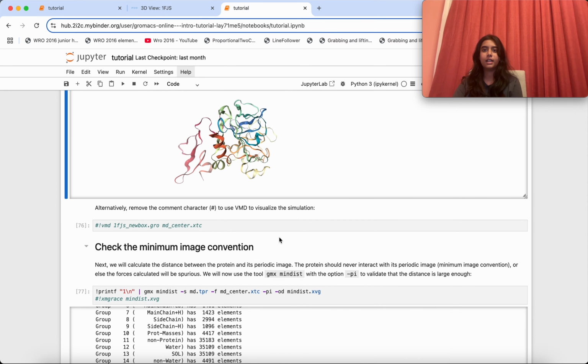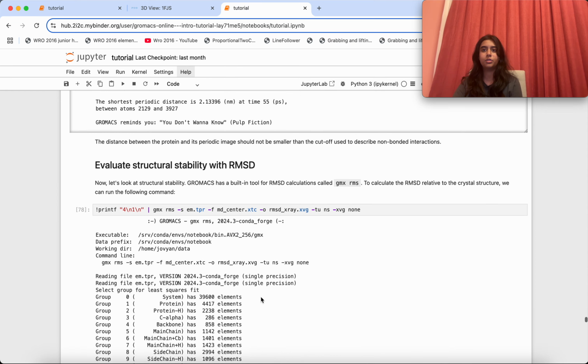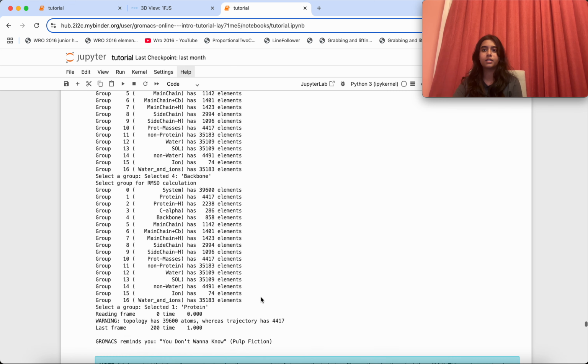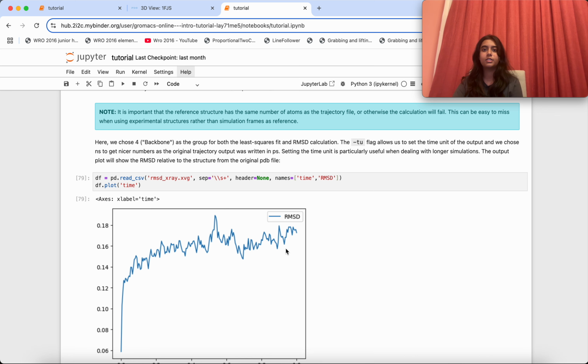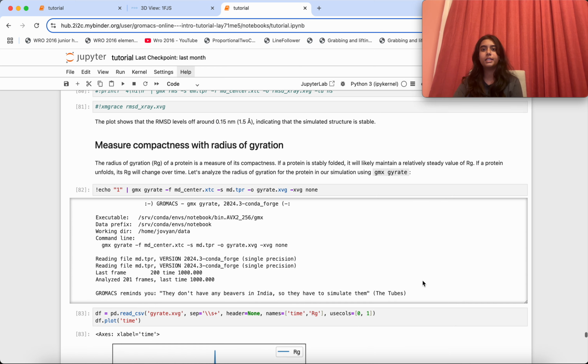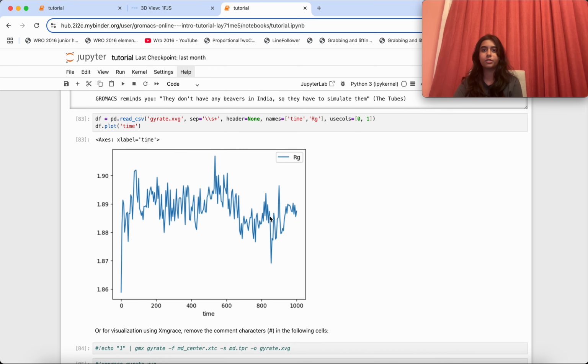We can then evaluate structural stability with root mean square deviation in the solvent relative to the original crystal structure. And we see that it is small and stable around 0.15 nanometers. And we can look at compactness of the structure with its radius of gyration, which remains very stable in its compact form.